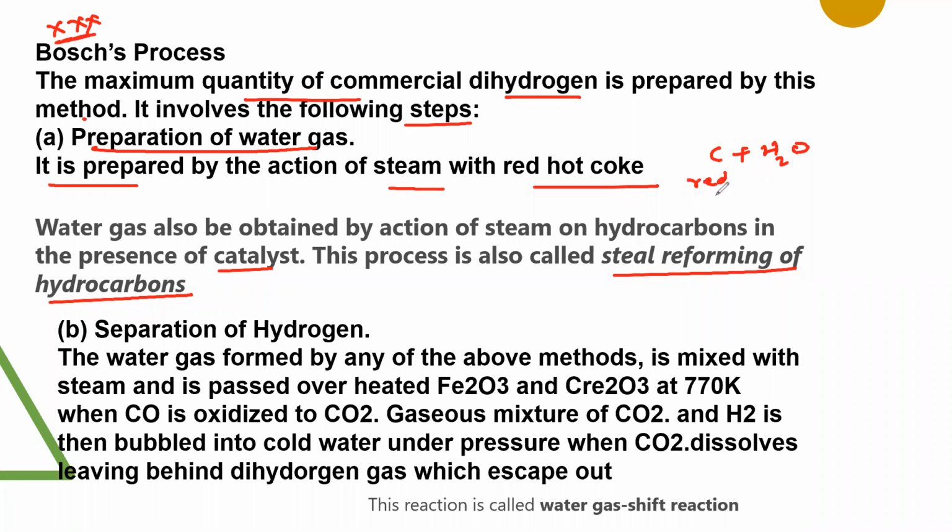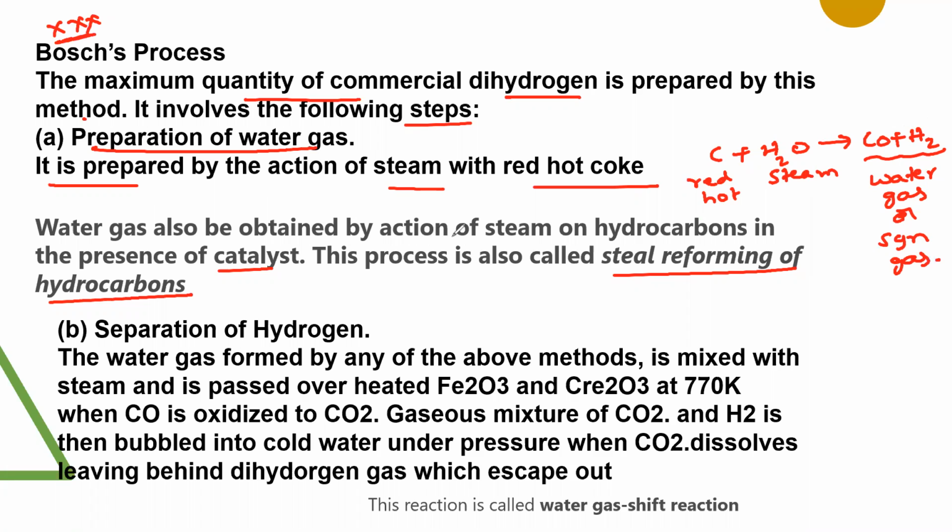Red hot carbon plus steam combines together to form CO plus H2. This is a combination of carbon monoxide and hydrogen gas. It is also called syngas or water gas. This is the first step, preparation of water gas.